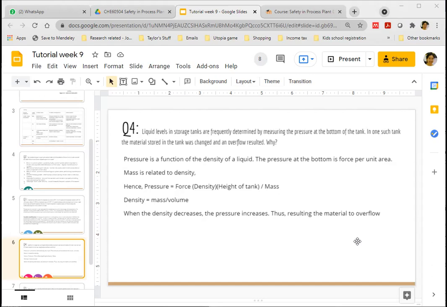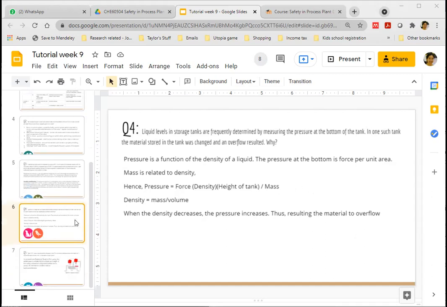Okay, so the answer given is correct. The density changes. That is why the material overflowed. Any questions over here, or any other suggestions other than calibration, or any other way to explain the scenario? Anyone? Okay. Thank you very much. In that case, then we go to the next questions.